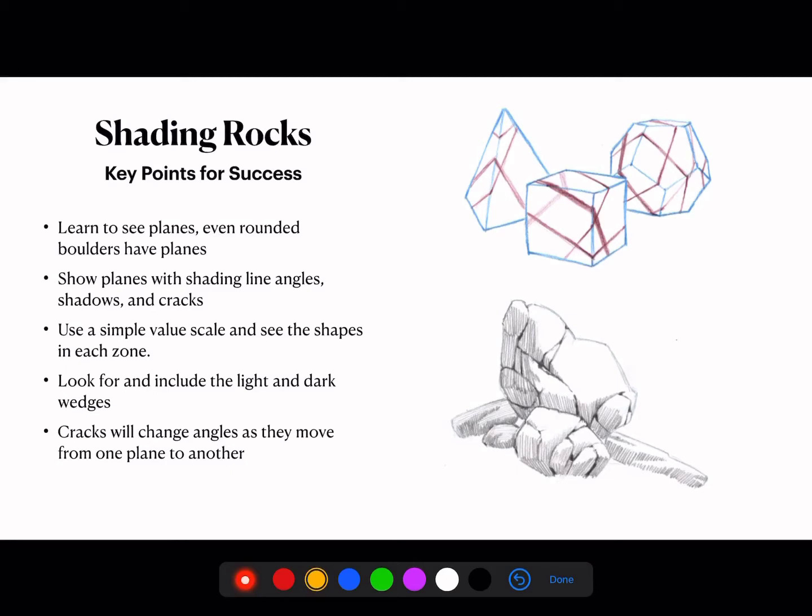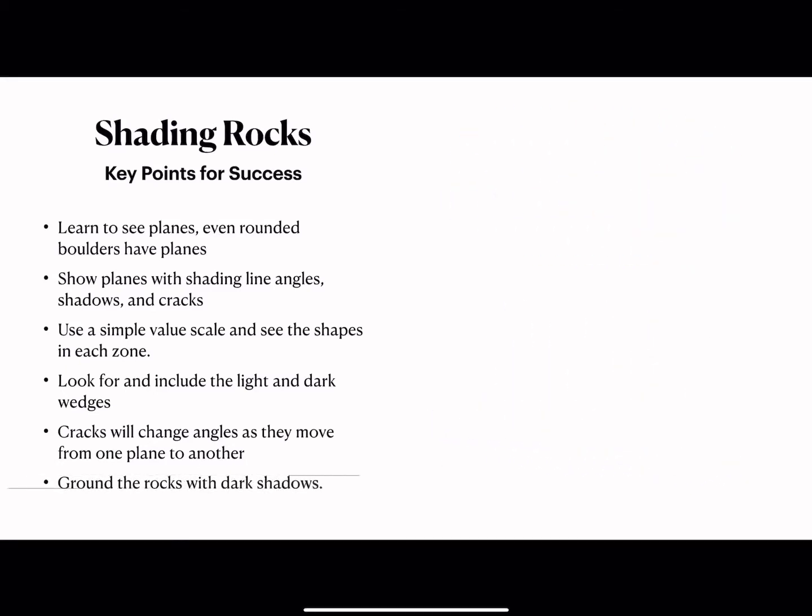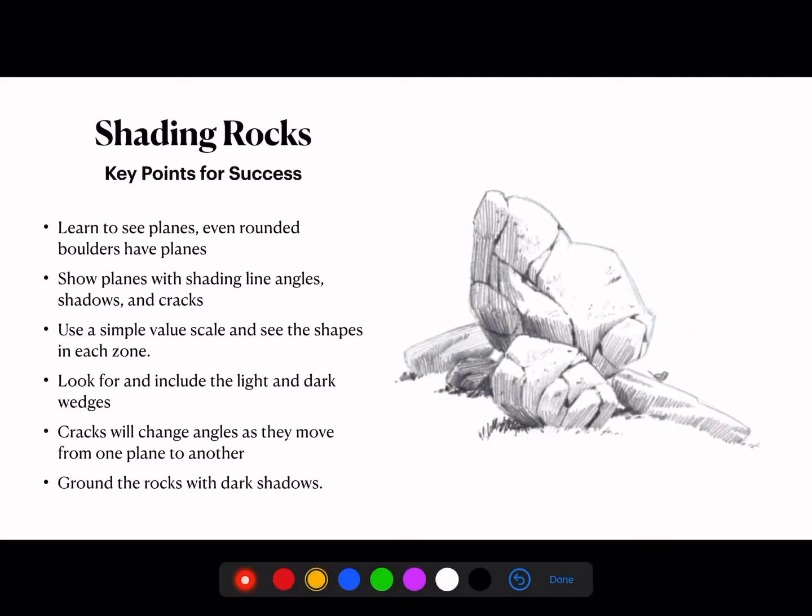And then the last point for success is always ground the rocks with dark shadows. Adding shadows in at the base of your rocks grounds the rocks to the earth and gives them more weight.